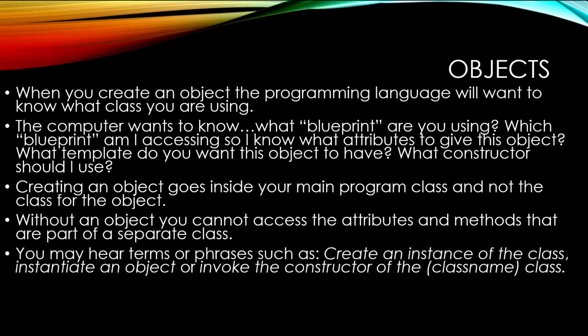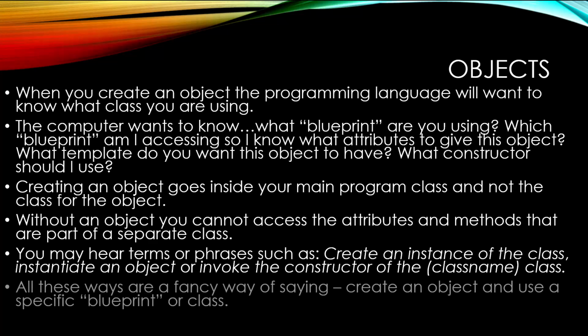Now, you may hear some terms or phrases, especially in the beginning. I don't know why people make it so complicated when they're teaching others. They'll say things like, oh, in object-oriented programming, all you're doing is creating an instance of the class. Or they'll say things like, well, just instantiate an object. Or I've even heard the term, just invoke the constructor of whatever the class name is. Well, what does that mean? For anybody who's beginning, they don't know what that means, so I'm going to make it very easy to understand.